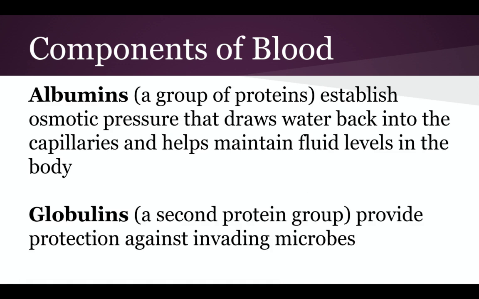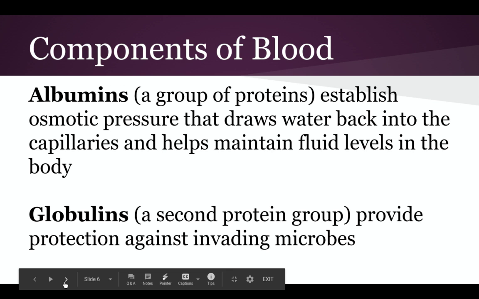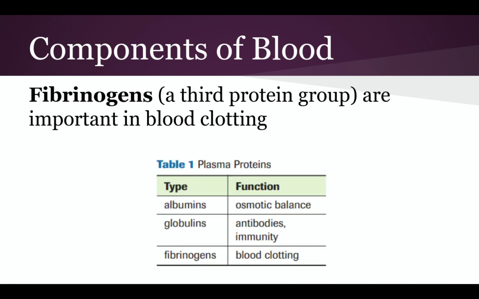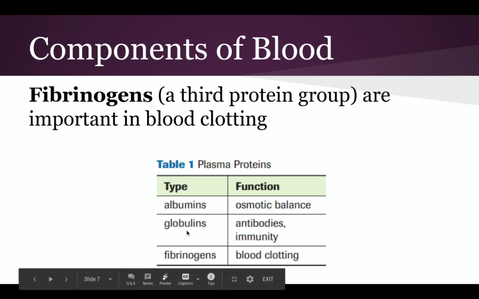Albumins, which are a group of proteins, establish the osmotic pressure that draws water back into the capillaries and helps maintain fluid level in the body. Globulins are a second protein group. They provide protection against invading microbes. Fibrinogens, another protein group, are important in blood clotting. And so you should know this table, what type of plasma protein there is and what they're important for.